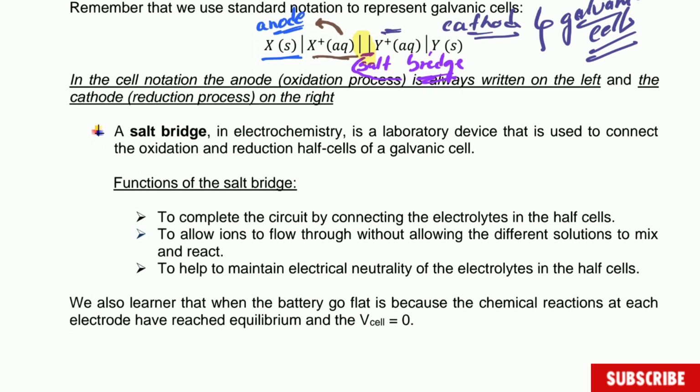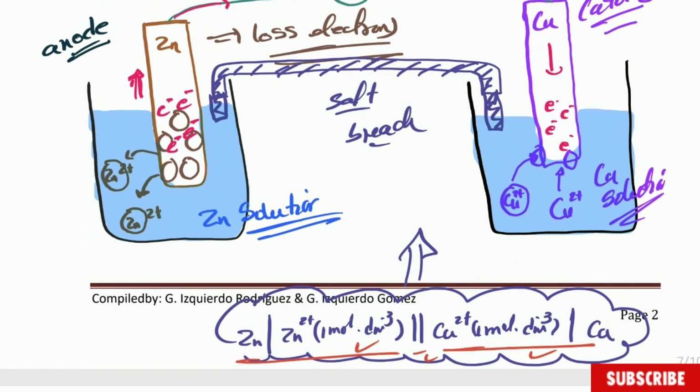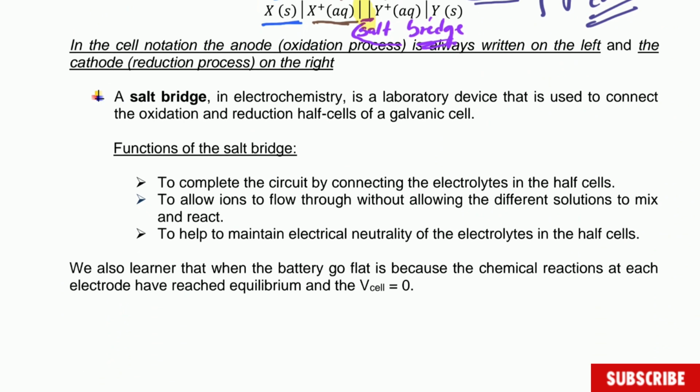The salt bridge. Now, there are some functions of the salt bridge, which I said before when we spoke about this one. I said that we'll come back to speak about the salt bridge. Now, what are the functions of the salt bridge? First of all, is to complete the circuit. If the salt bridge is not there, the circuit is not completed. So that is important, to complete the circuit, to allow ions to flow through without allowing different solutions to mix.